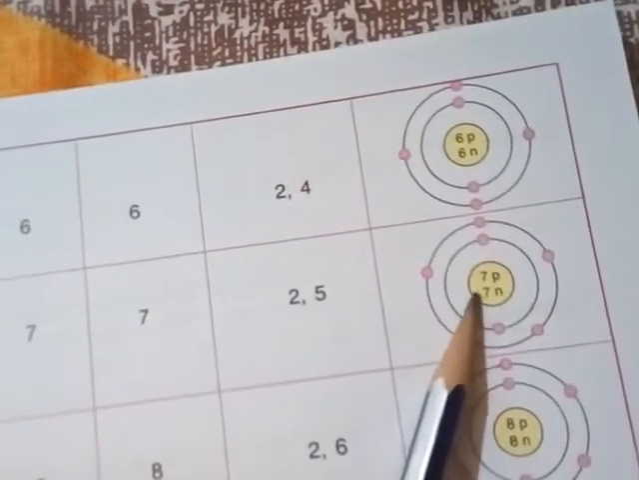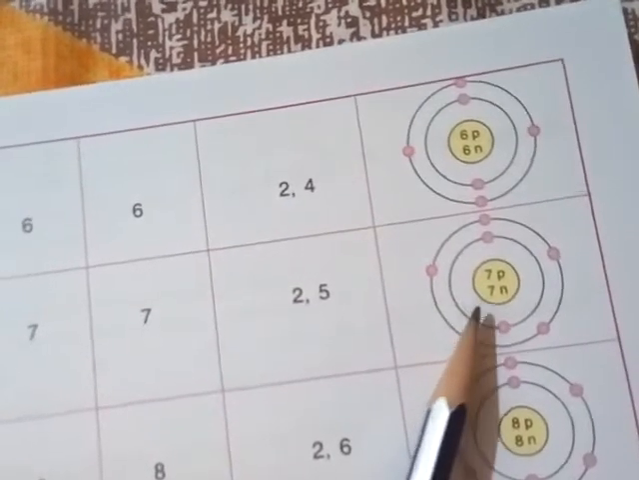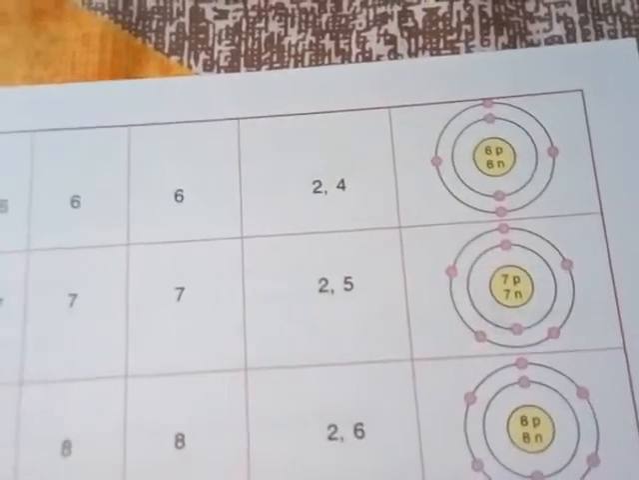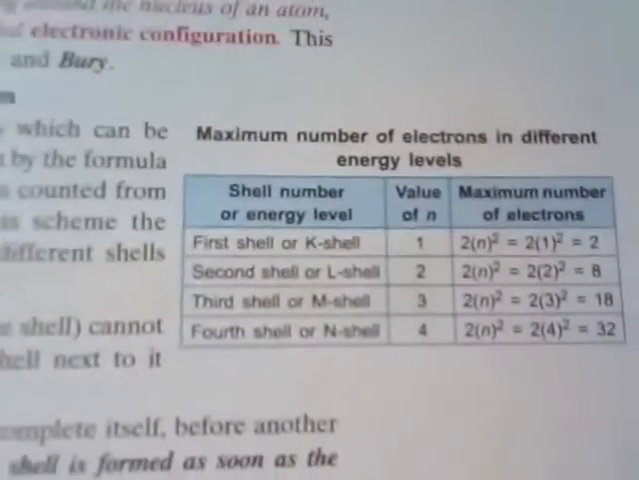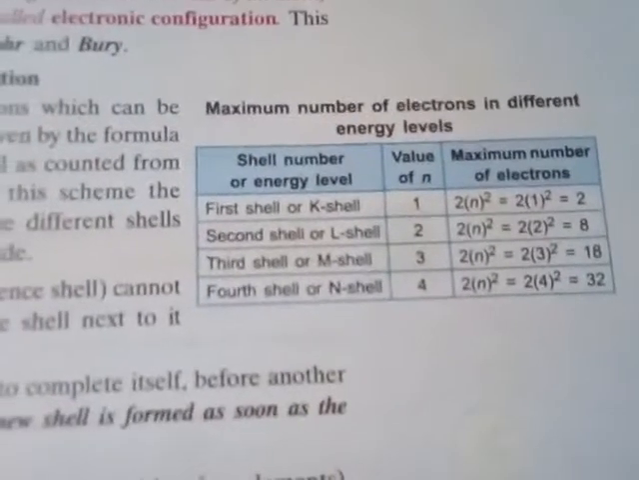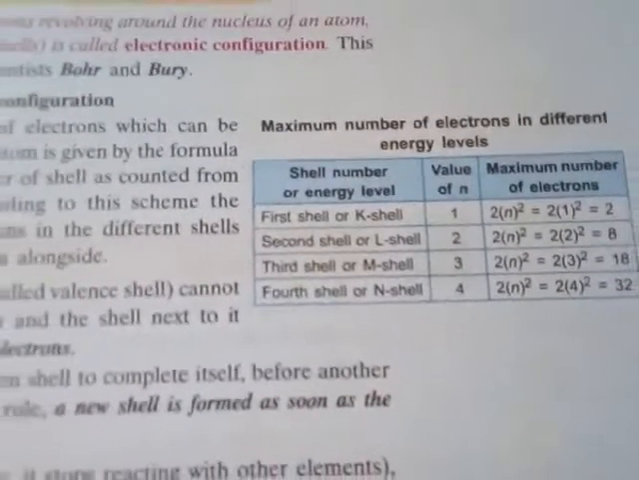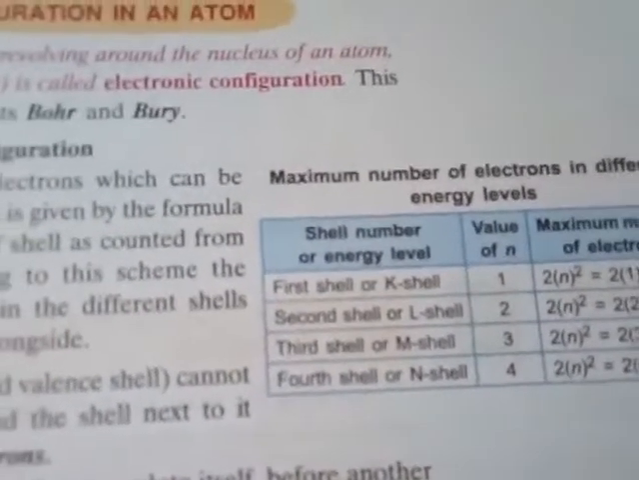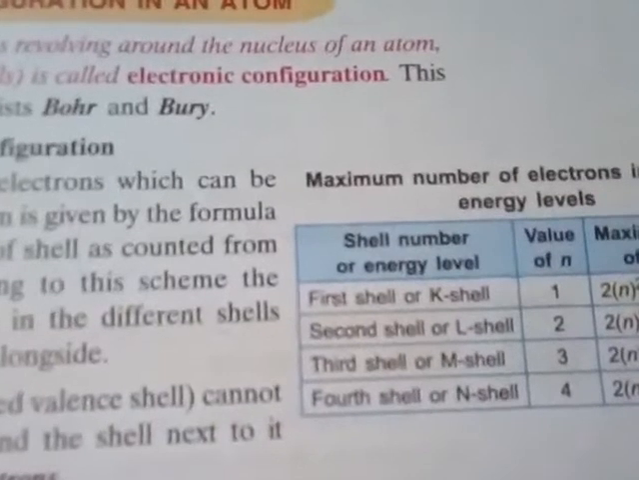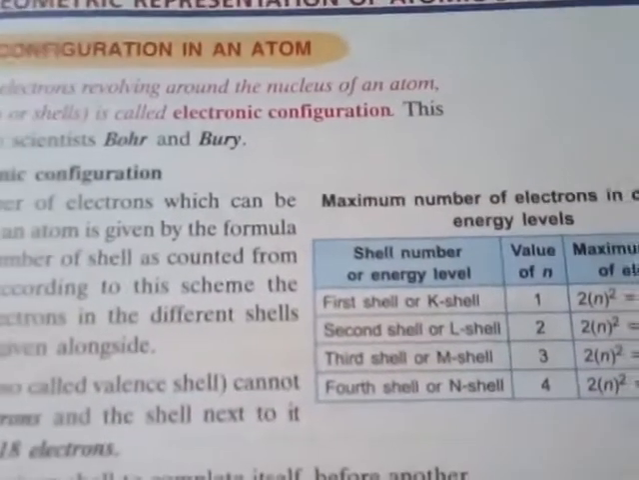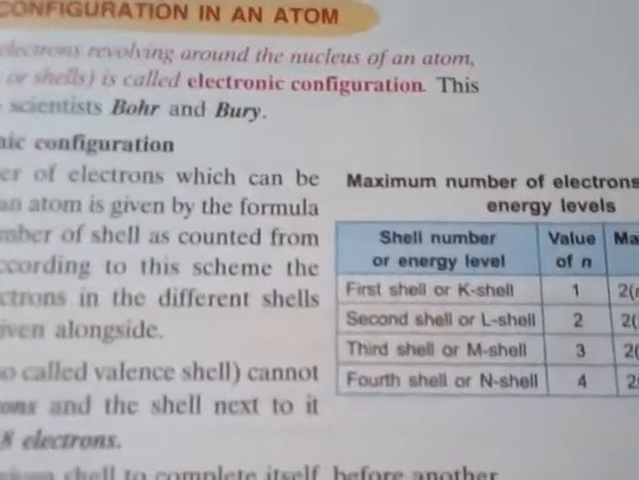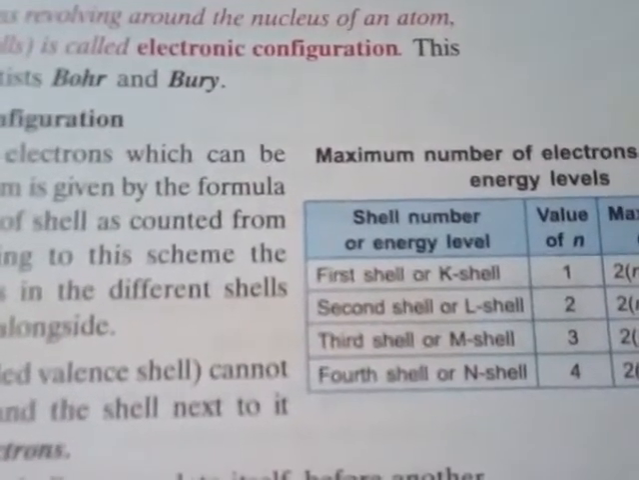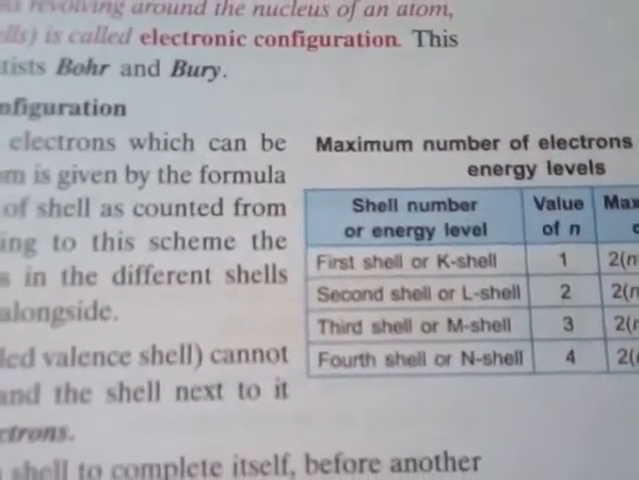When you go away from the nucleus, the shell number increases, and the energy also increases. We have learned these things from the Bohr atomic model also. Basically the Bohr atomic model is the correction of the Rutherford atomic model. So the first shell, very close to the nucleus, is called the K shell. The second shell is called the L shell. The third shell is called the M shell, and the fourth shell is the N shell.